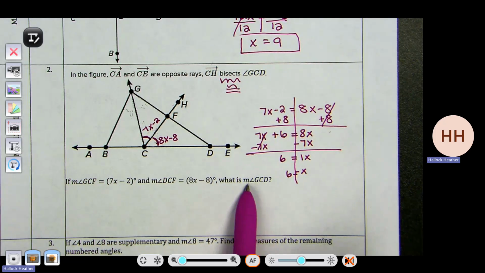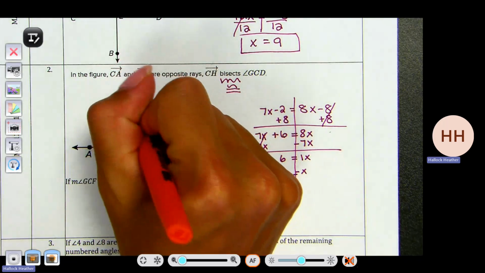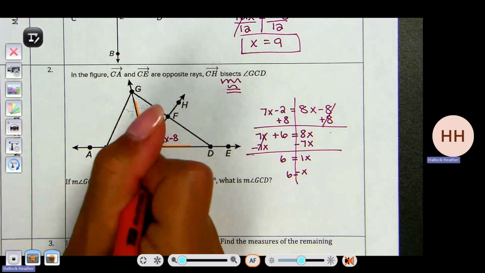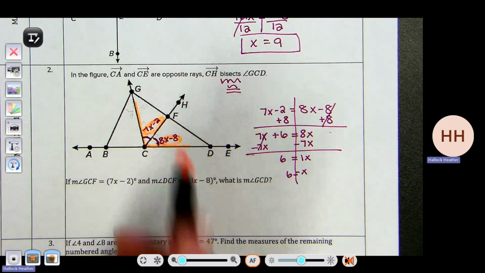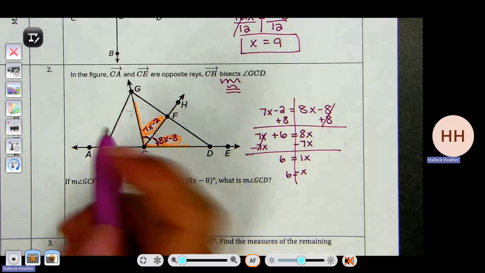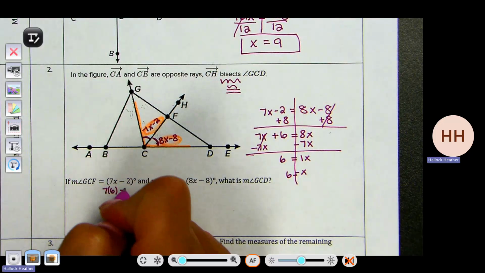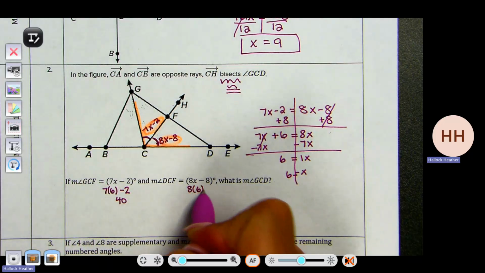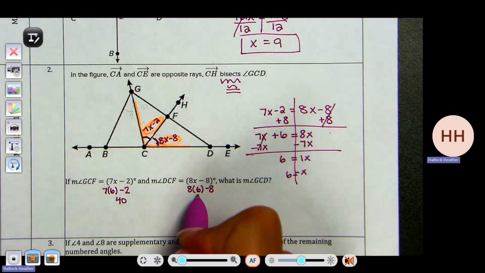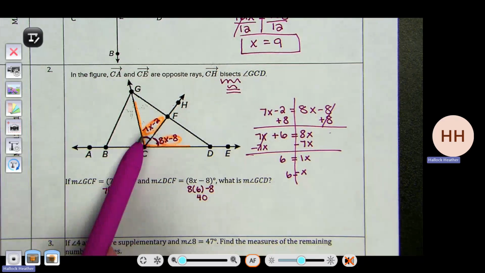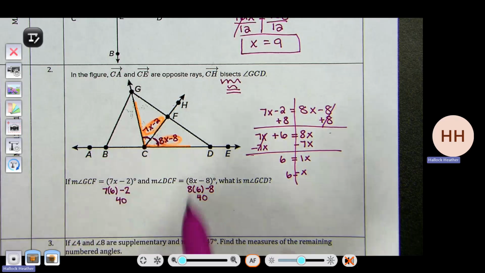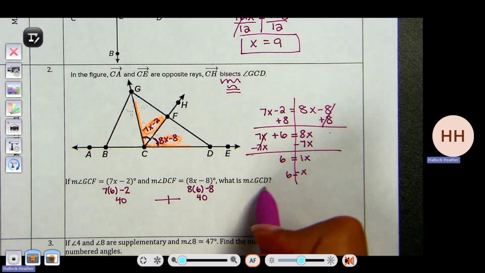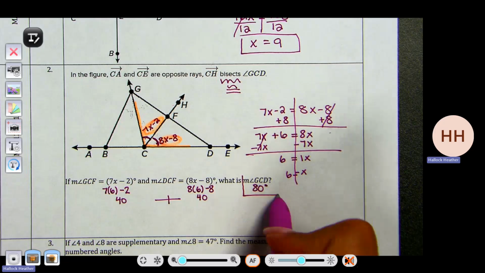So because this says find the measure of GCD, that is this whole angle. So if I look at my picture, GCD is this whole angle. So instead of just plugging it into one, I'm going to plug it into both and add them together. So I'm going to do 7 times 6 minus 2, which is 42 minus 2, which is 40. 8 times 6 minus 8 also gives me 40 because it's an angle bisector. So this is 40, this is 40. Together, if we add them, the measure of GCD would be 80 degrees in total.